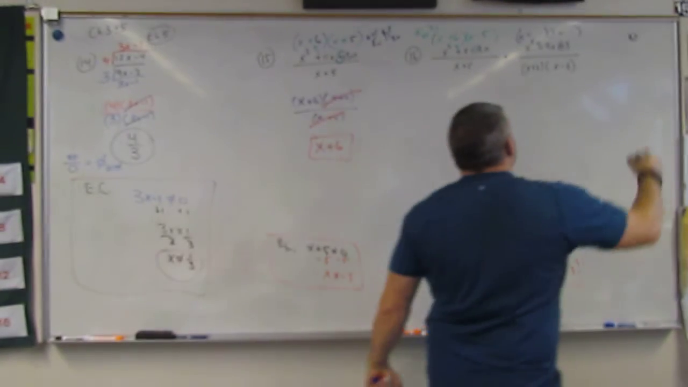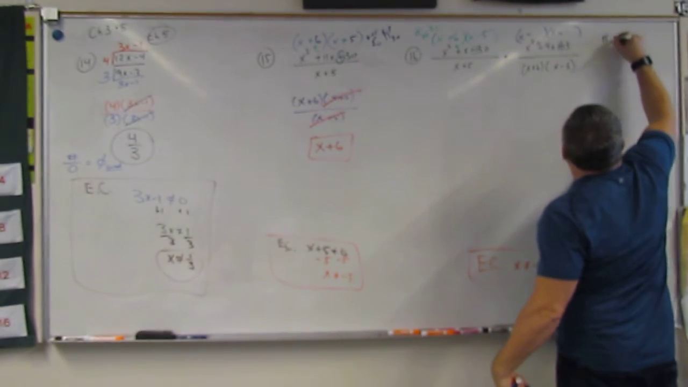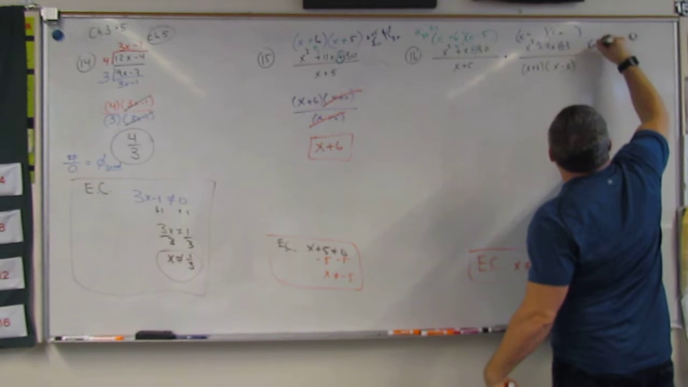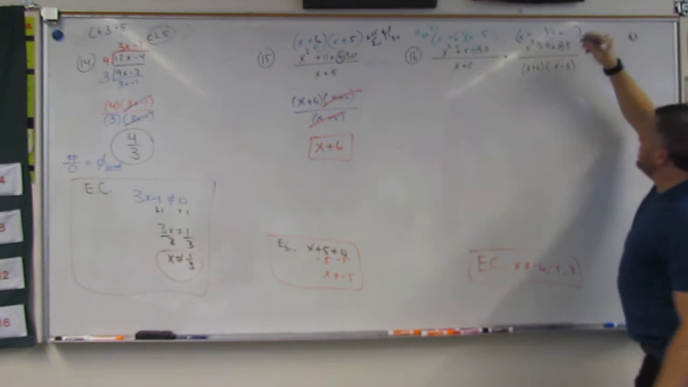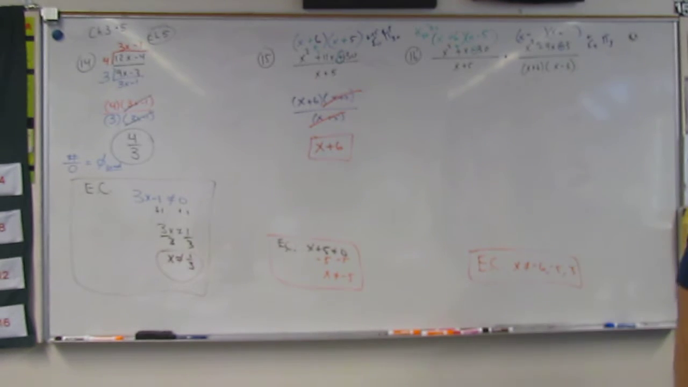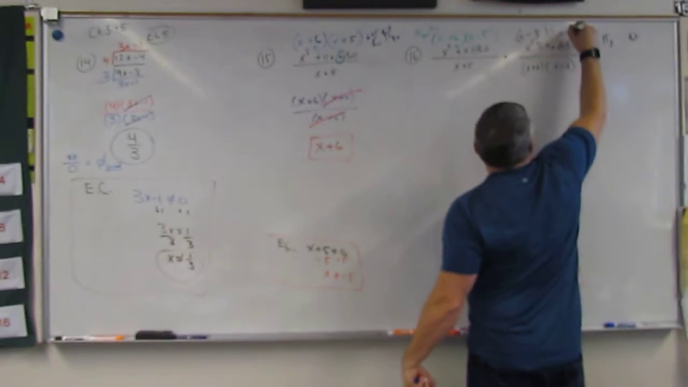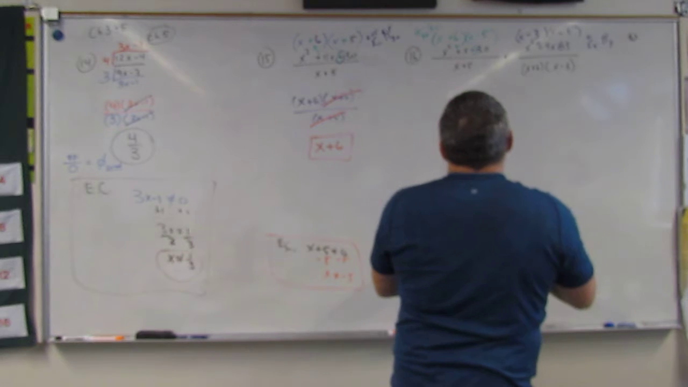So my product is 3, and my sum is 4. I multiply here, but I add here. So I'm adding, what multiplies to be 3 but adds to be 4? 3 and 1. Okay? So now I just rewrite everything.